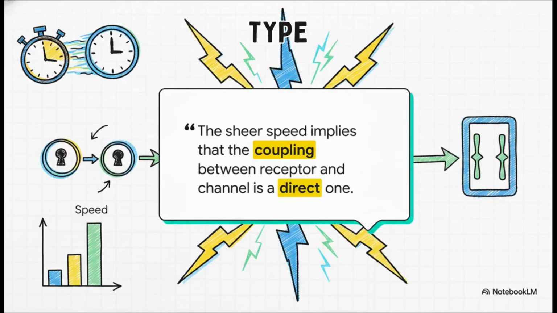Moving right along to section 2, type 1 ligand-gated ion channels. When we talk about these type 1 receptors, we are talking about absolute lightning speed. As the textbook points out, the sheer speed of this response, which literally happens in just a fraction of a millisecond, proves there's no time for intermediate biochemical steps. The coupling between the receptor binding site and the ion channel is totally 100% direct.